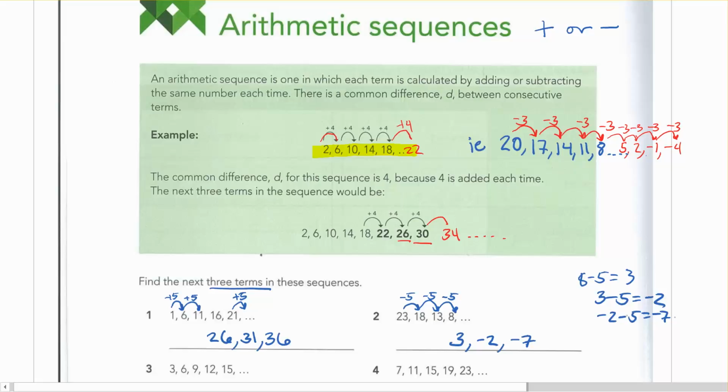What we've identified here is what we're calling the common difference. With arithmetic sequences, the common difference, D, is the amount that you're going up or down by each time. So the common difference is the amount you add or subtract each time.